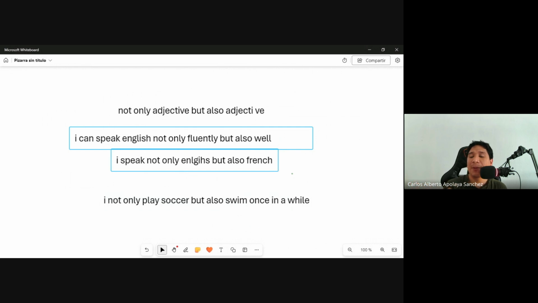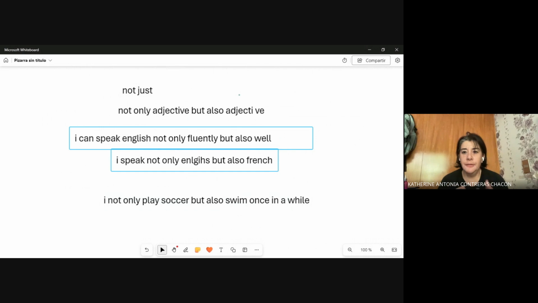Okay, that would be a bit too structured, you see? You can also change "not only" and say "not just, but also." Not just, but also. Okay? And "not just" has the same sense, so yeah, you can change this.